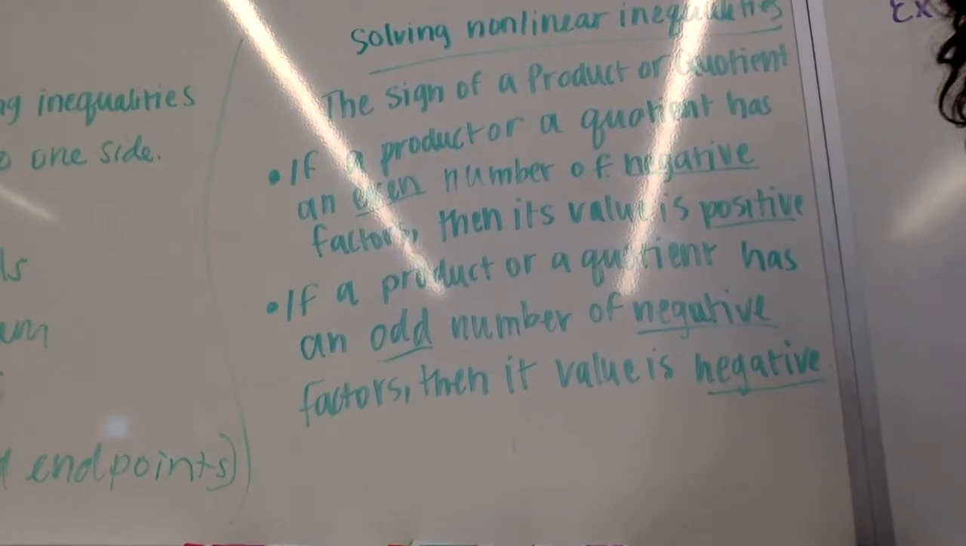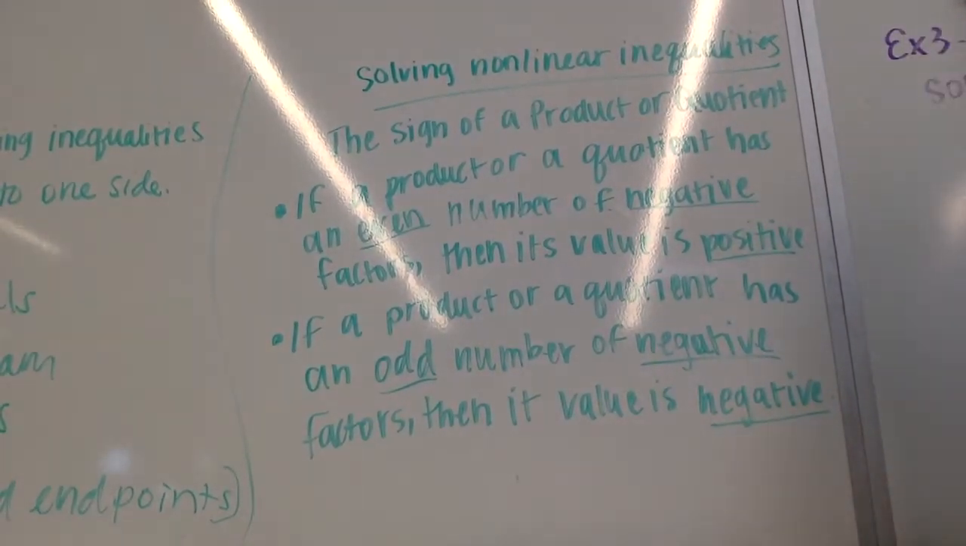The second set of notes you need to write down is some other information about solving nonlinear inequalities. This means when x has an x squared or an x to the third or something like that. So basically there is a sign of a product or quotient, there's a pattern there. So the first thing is, if a product or quotient has an even number of negative factors, then its value is positive.